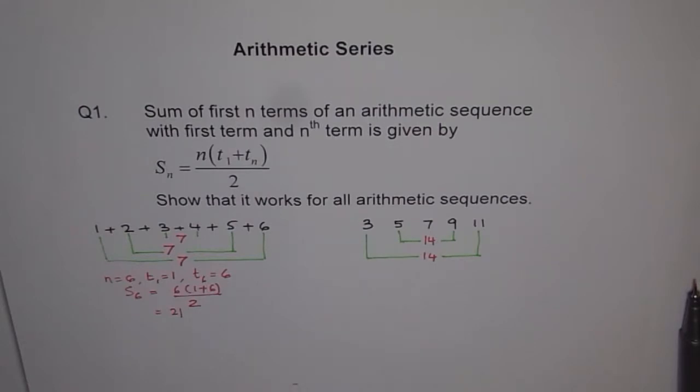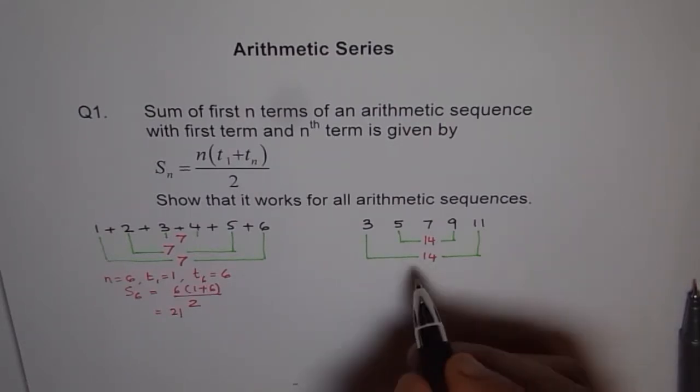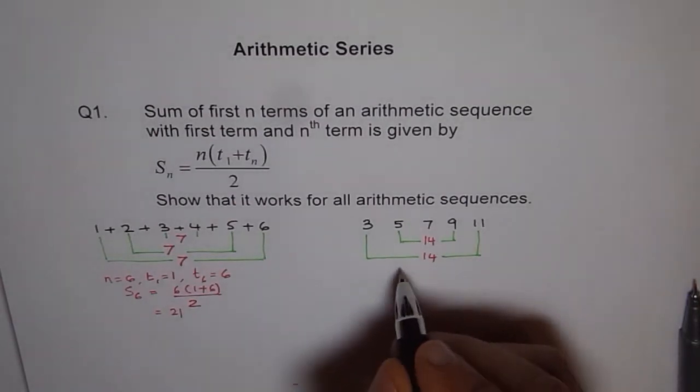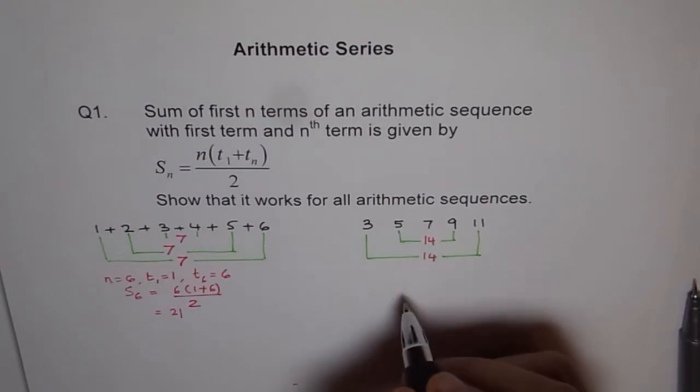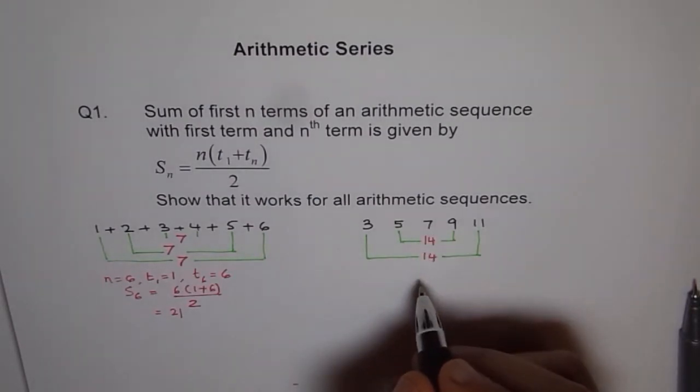So what is the total of this? If I want to add this up, what should I get? If I add this up, I get 14, 14 and 7. That means 2 and a half 14s. Do you see? This is half of 14. 2 and a half of 14, right?